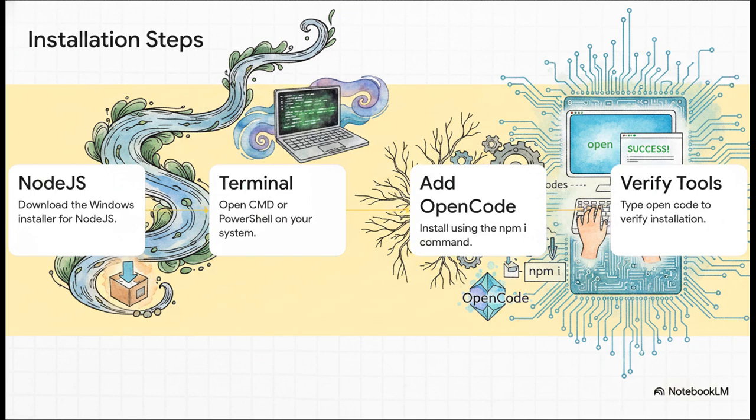First up, you need NodeJS. Just head over to their website, grab the Windows installer, and just keep clicking Next until it's done. Super simple. Second, open up PowerShell or your command prompt on your computer. Third, we need to install OpenCode, which is the framework we need to actually connect our free model. You just type npm i followed by the OpenCode package name. Finally, just to make sure it actually worked, type OpenCode right into your terminal. If the interface pops up, boom, your toolkit is successfully assembled.